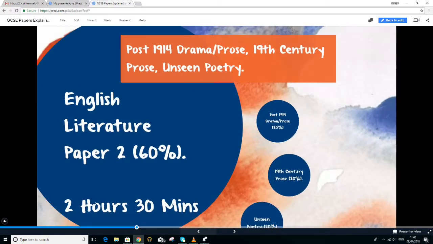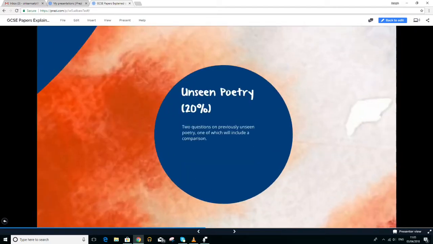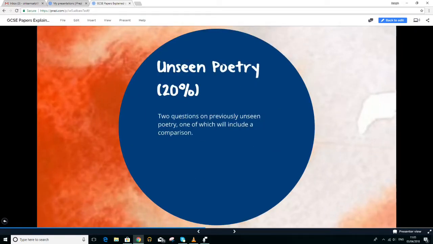Now, lastly, the unseen poetry. Students typically find this the most daunting aspect. Your unseen poetry is equally weighted, okay? However, this is the only section in this paper that will ask you two questions. The reason it asks you two questions is it will ask you one question on a poem. Last year's GCSE had something along the lines of Winter. So it gave you a poem called Winter, which is obviously about winter, and got you to analyse that and the key themes within it in one question.